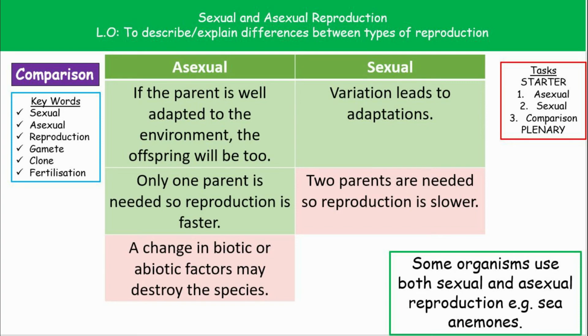Last point that we really should note is that we do have some organisms that are playing the best of both worlds. So something like the sea anemone, for example, can reproduce both sexually and asexually. So they're taking the best of both worlds to maximise their ability to therefore survive. Make sure you've got that table written down, highlighting which ones are positives, which ones are negatives, and the fact that there are some of these organisms that will use both sexual and asexual reproduction.